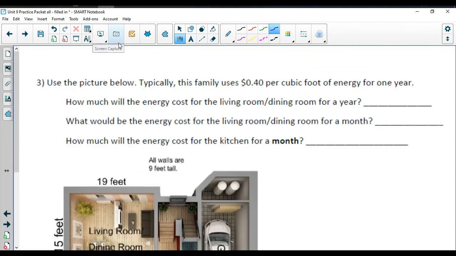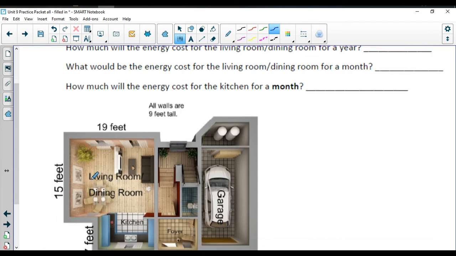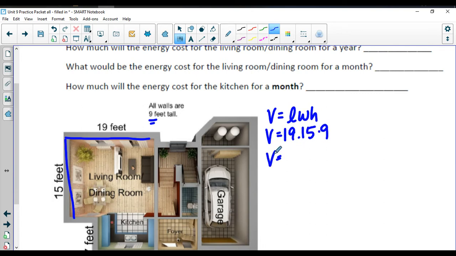For number 3, use the picture below. Typically, this family uses 40 cents per cubic foot of energy for 1 year. How much will the energy cost for the living room, dining room for a year? The living room, dining room has dimensions of 15 feet by 19 feet, and the walls are 9 feet tall. So we're going to be finding the volume of this, length times width times height. So we're going to be doing 19 times 15 times 9.